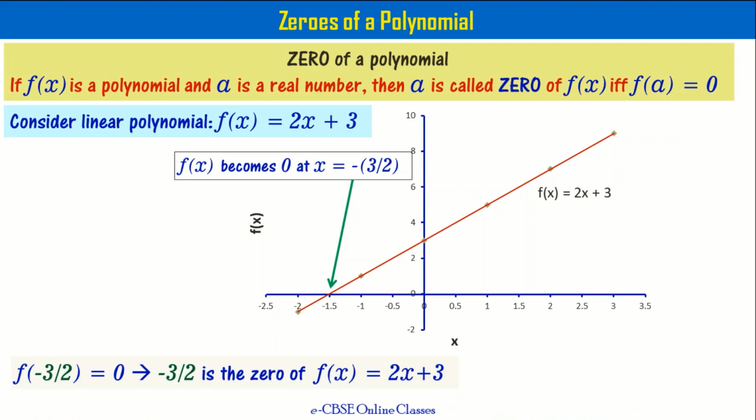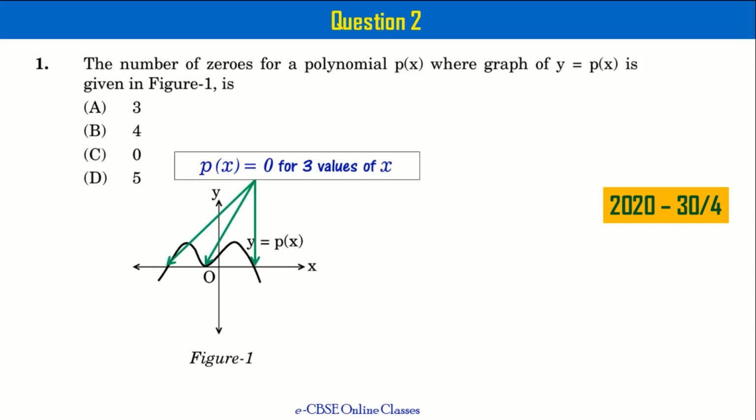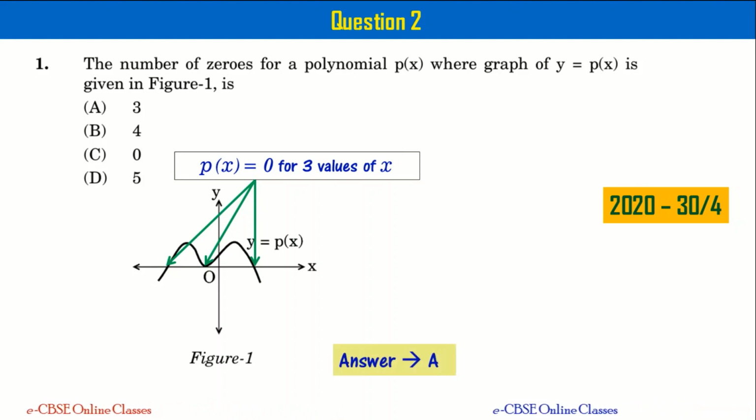From the figure, what you have understood is that when the line corresponding to the polynomial equation is touching the x-axis, that is representing the zero, right? Let's take that into consideration and go back to our problem. From this figure, you see that the line given for y equals p of x is touching or crossing the x-axis at 3 places, right? It means that p of x equals 0 for 3 values of x. It means we have 3 zeros. So the answer is choice A. Please take a note of that.